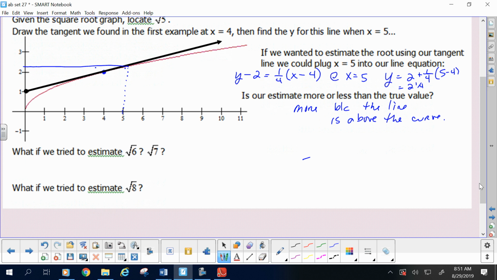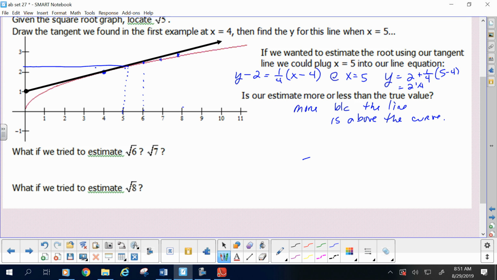All right. Now, what if we tried to use our line to estimate the square root of 6? Would we be as accurate as at 5, or more accurate than we were at 5, or less? Less. Why? Because there's a bigger difference between the line and the curve here. And at 7, an even bigger difference. And 8, an even bigger difference. If we wanted to estimate the square root of 8, and we wanted to do it better, how could we do it?